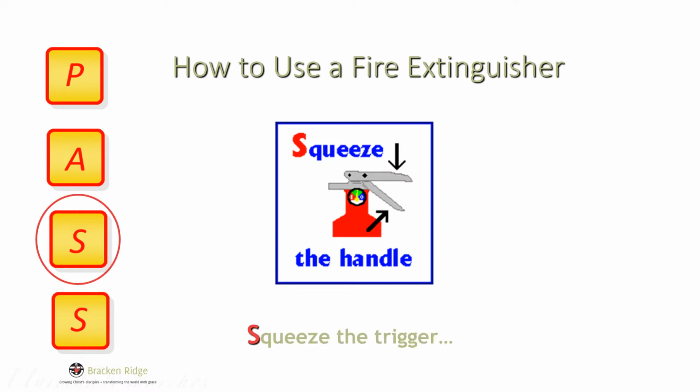Squeeze the trigger. Pressing the 2 handles together will release the pressurised extinguishing agent in the extinguisher.